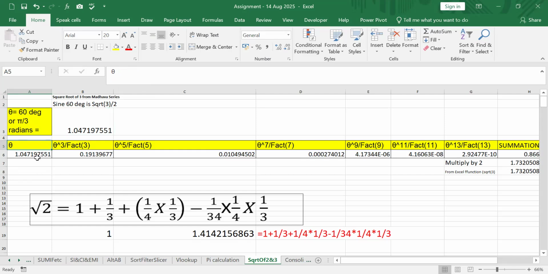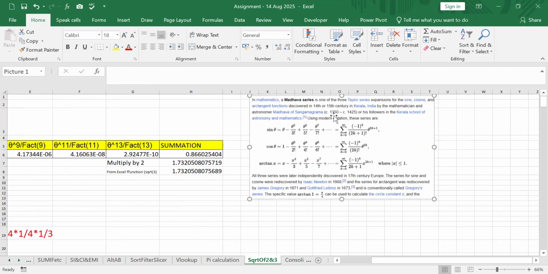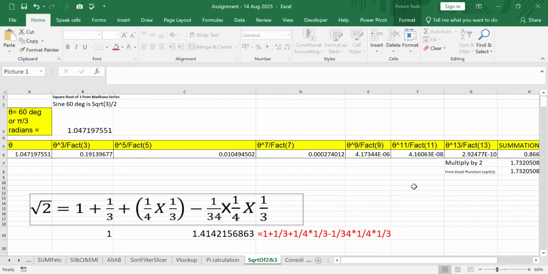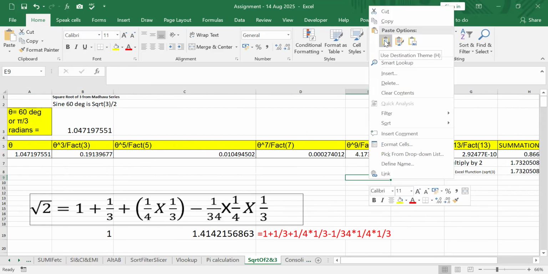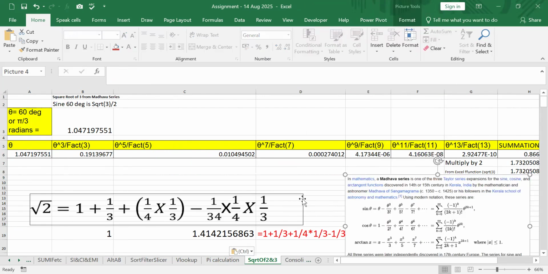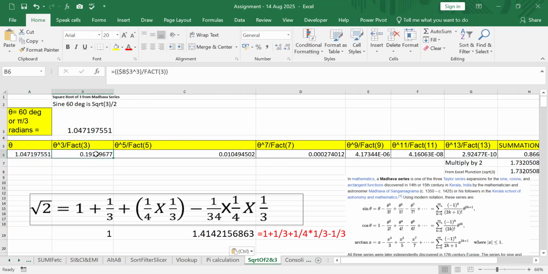The first part of the equation, I can bring it here. I'll copy from here and bring it here. Theta is here. This is theta cube by 3 factorial, you can see. Where is theta? Theta is in this B3. So theta is here, B3, divided by factorial 3. Now I have put a dollar sign here so that when I drag from here to here, it doesn't change, because theta is only in one place.